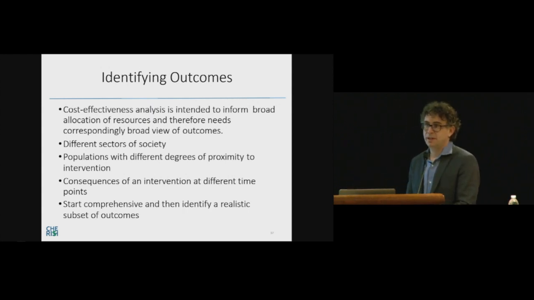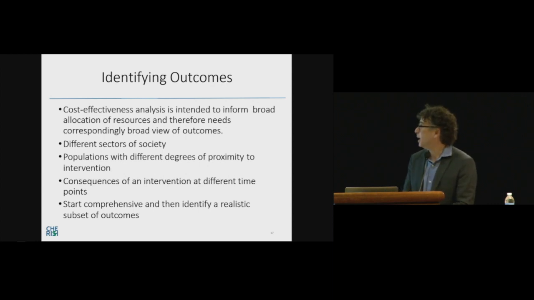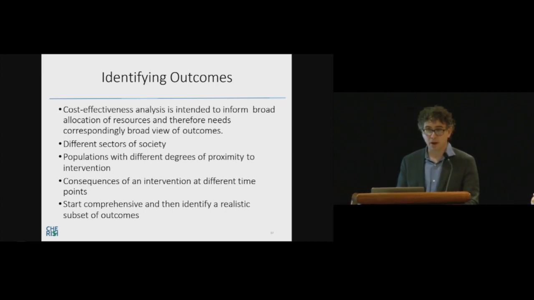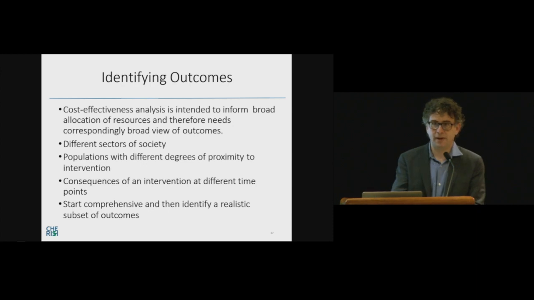Okay, so we said the first step was identifying all the options. The second step is identifying the outcomes. Cost effectiveness analysis is intended to inform broad allocation of resources and therefore needs a correspondingly broad view of outcomes. There are different sectors of society. There are populations with different degrees of proximity to the intervention. By proximity, I generally mean there's the population of people who will be directly impacted by the intervention, but there's that ring of caregivers around them who might also be impacted, et cetera.